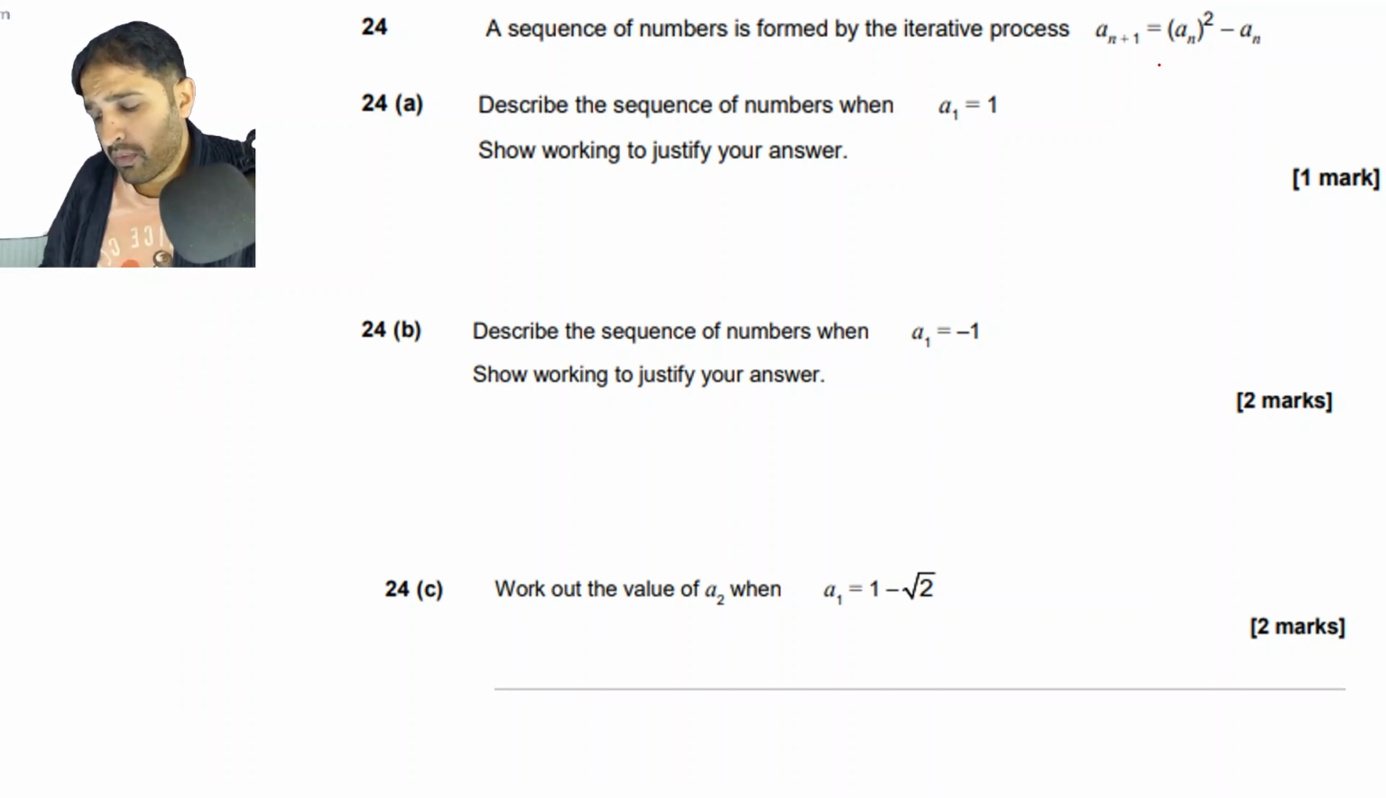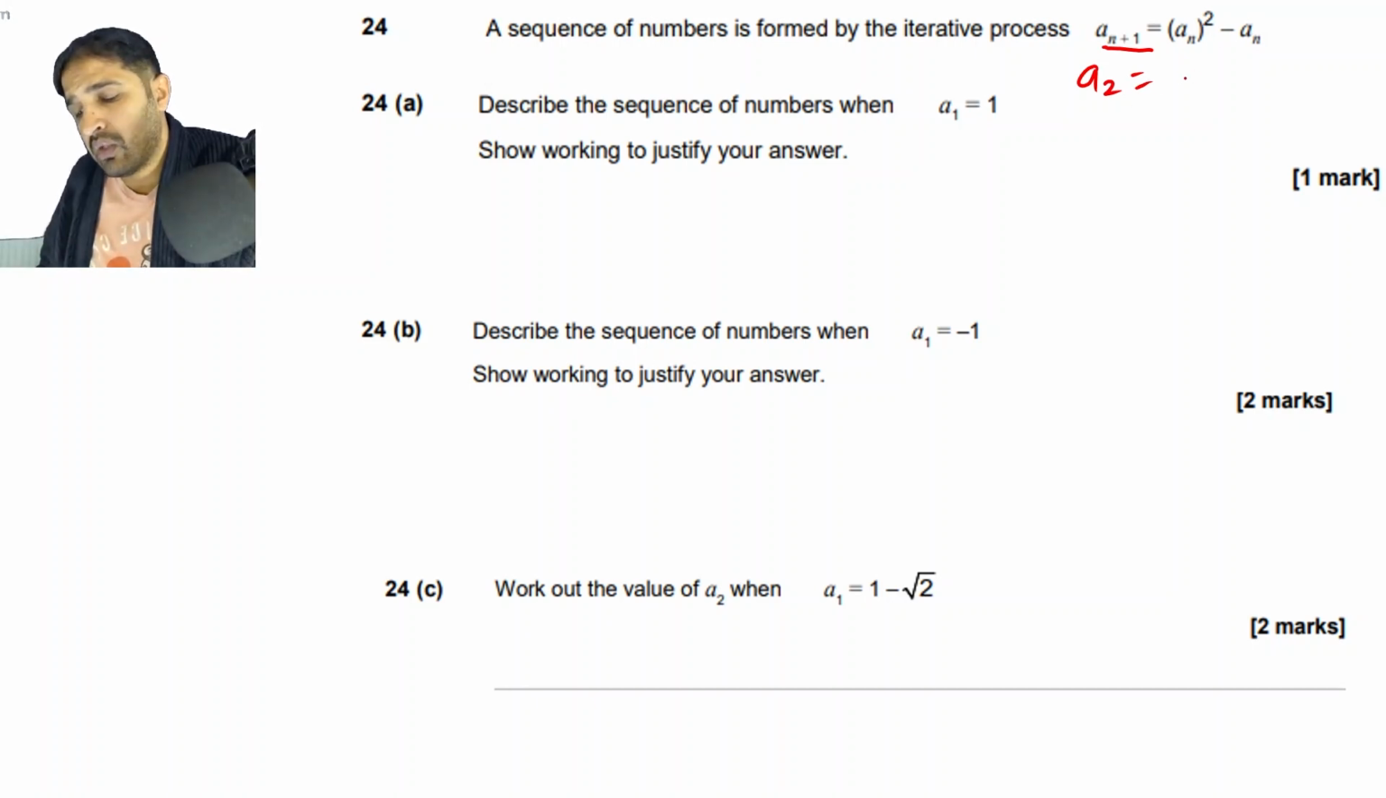Describe the sequence. So what's a2 going to be? Okay, what's a2? a(n+1), so a1 plus 1, that's a2. So we're doing 1 squared minus 1, which is 0. The next number in the sequence is 0, basically. So we need to look at it. Okay, what's a3 going to be? So a3 is the next term.